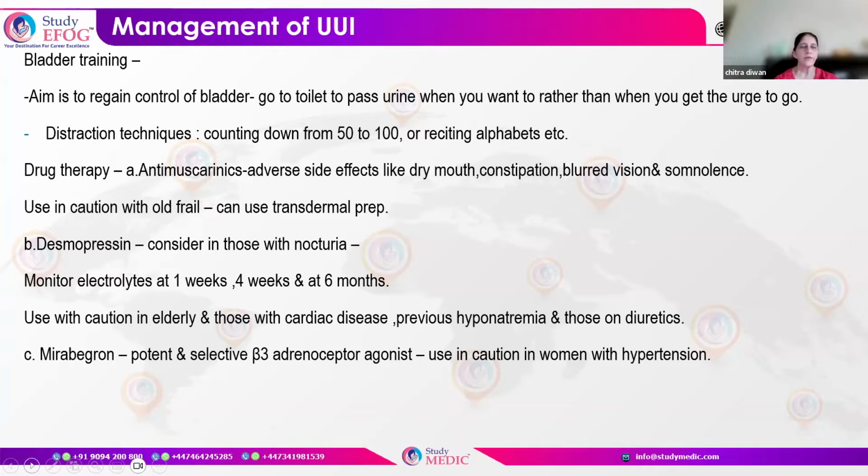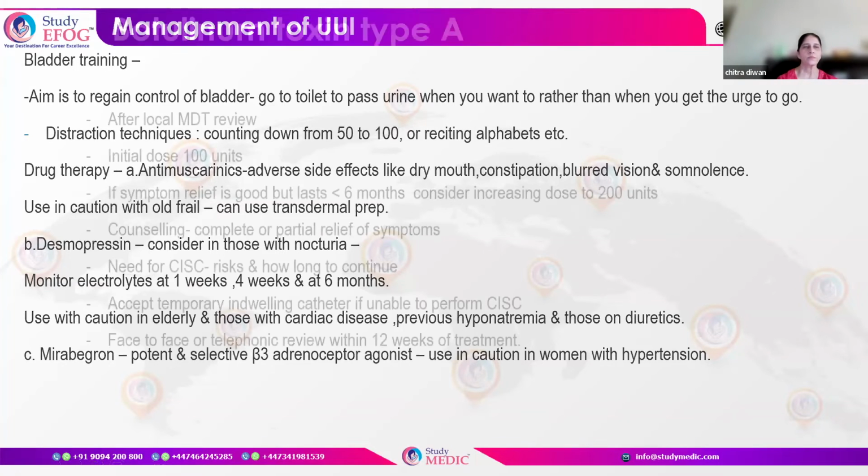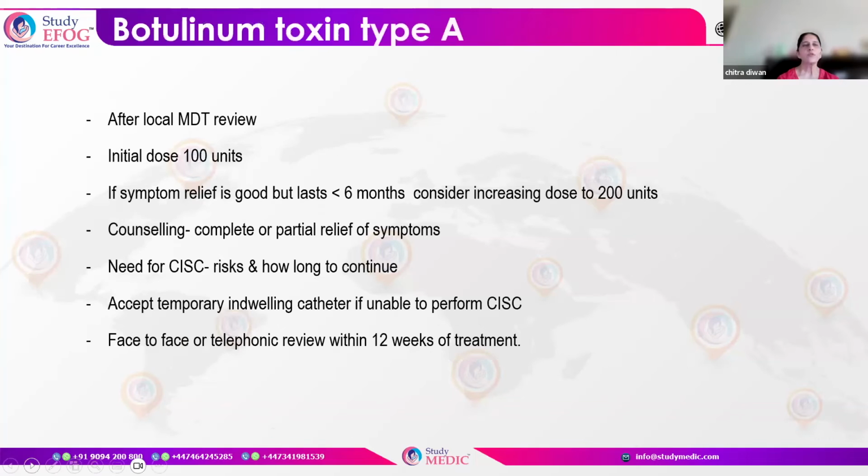The third drug that we have is mirabegron. Now, this is a potent and selective beta-3 adrenoceptor agonist. But here also, you have to use it with caution in women who have hypertension. Now coming to botulinum toxin. So the toxin that is used is type A. This is offered to the woman only after the local MDT review has been done.